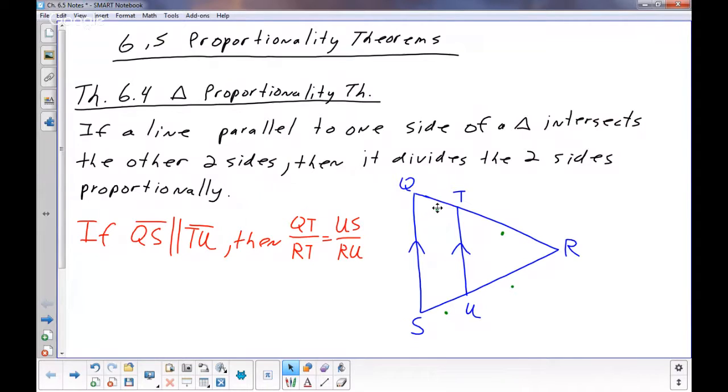So for example, if this was 2 and this was 10, then US could be 1 and UR would be 5. It doesn't necessarily mean the numbers, but what you see is that from QT to TR, it's 2 to 10, which is a 1 to 5 ratio. Same thing with SU and US, it's 1 to 5. So the ratios will hold true between them.